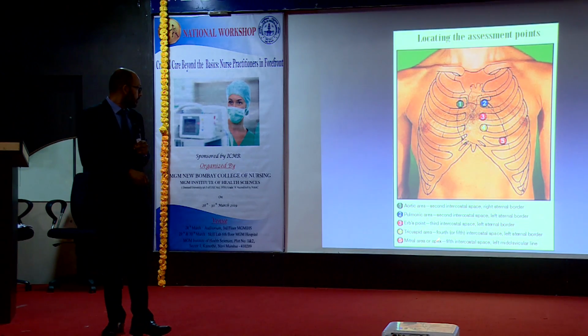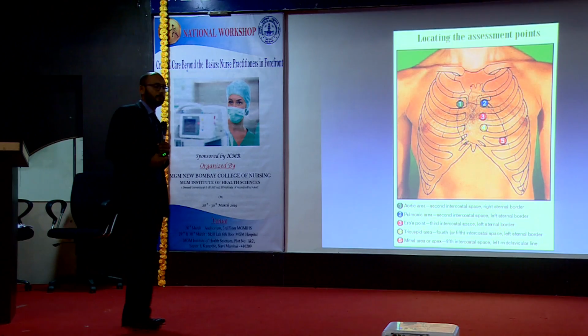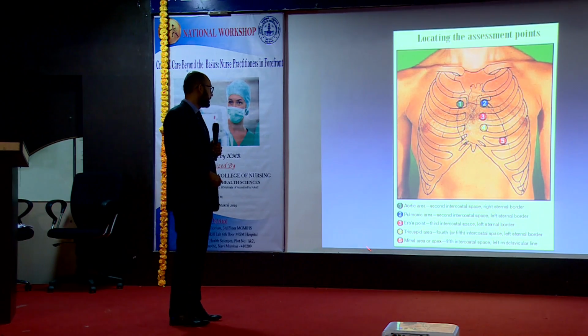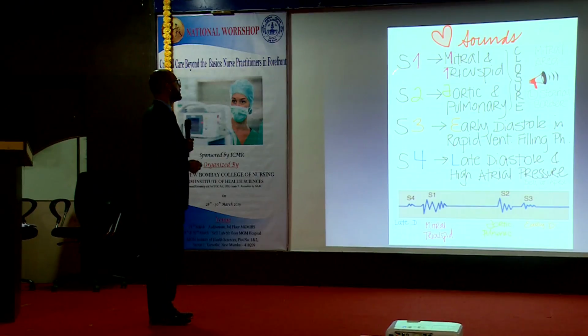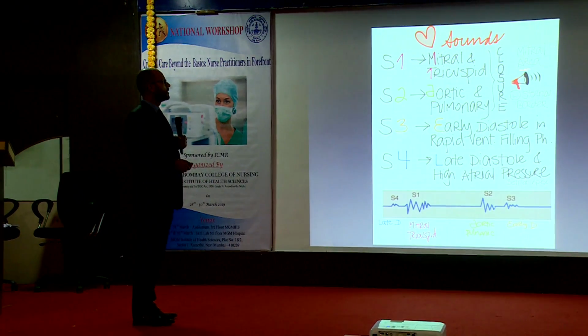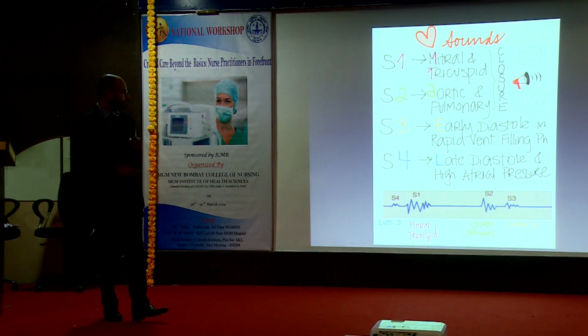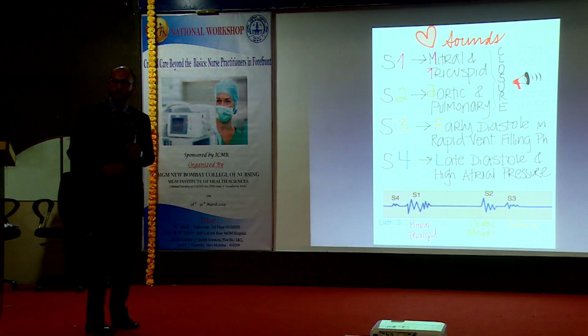Okay? 4 is the tricuspid area. It's the 4th or 5th left intercostal space. Somewhere in this region, next to the sternum, is where you'll hear your tricuspid valve sounds. And lastly is the mitral area, the 5th. So S1, mitral and tricuspid valve close, heard in the mitral area and the tricuspid area. S2, aortic and pulmonary valves close, heard at the left sternal border.